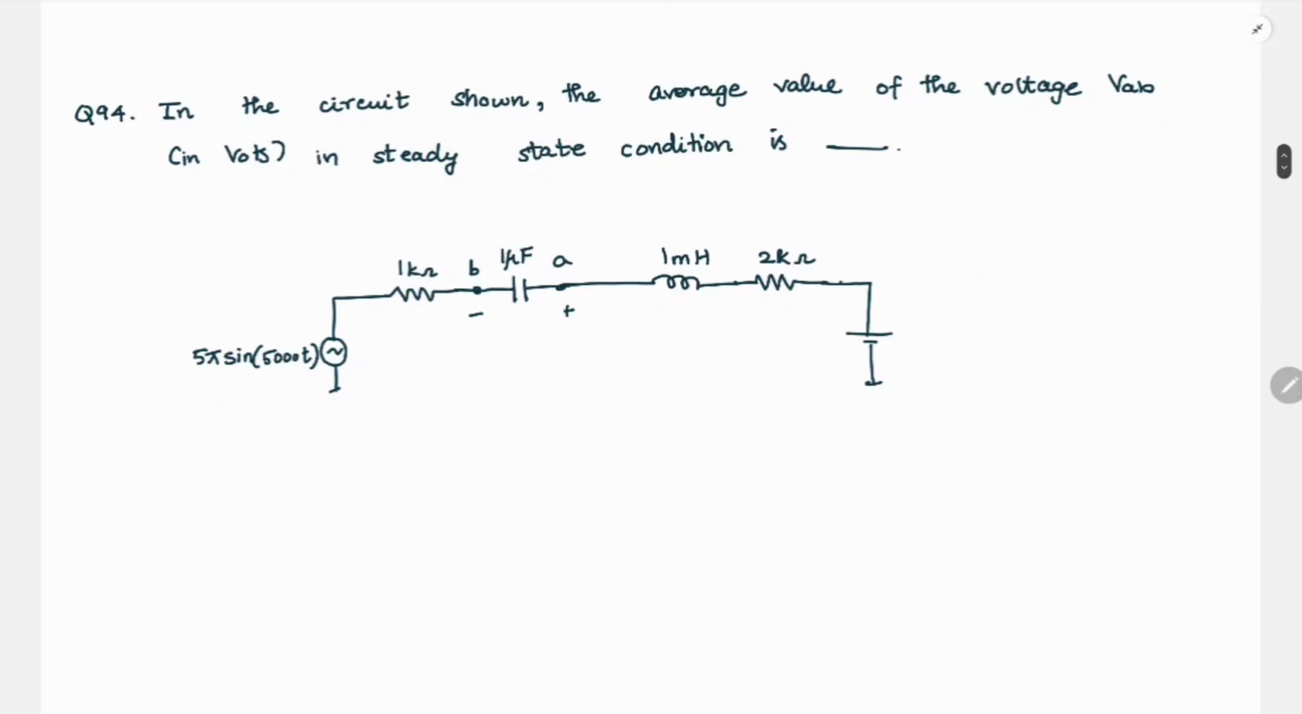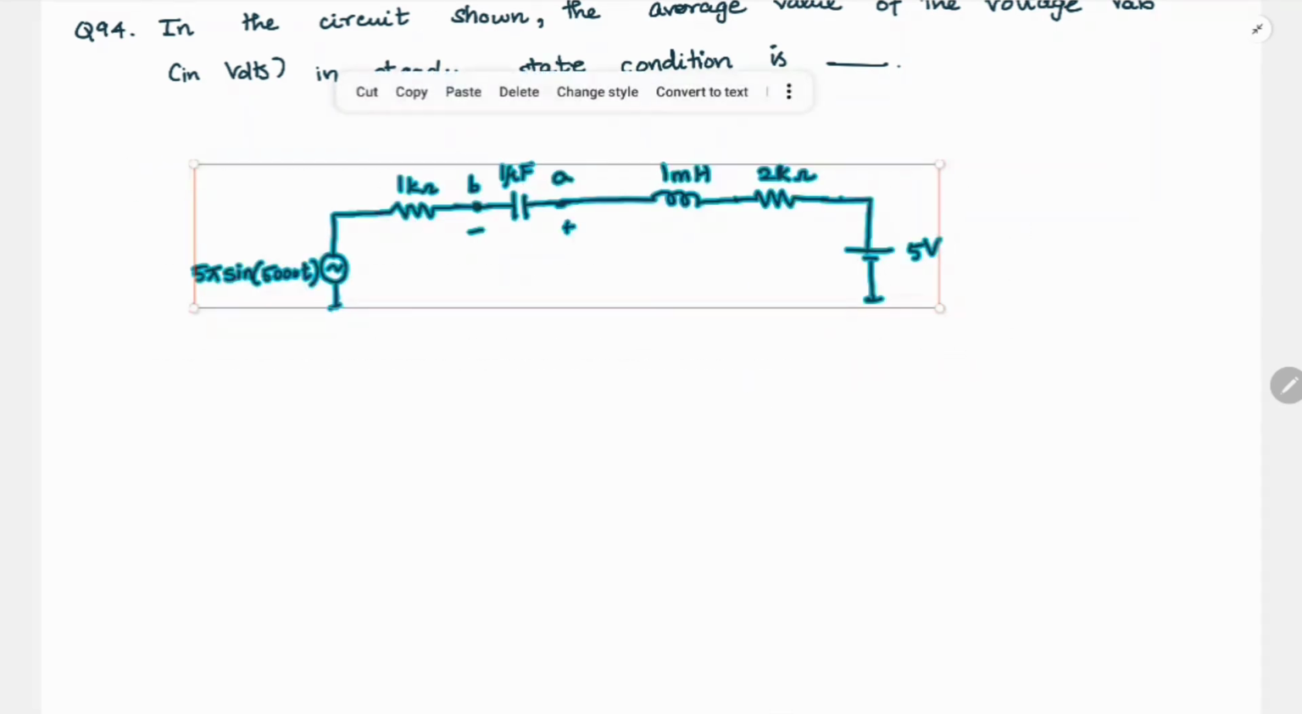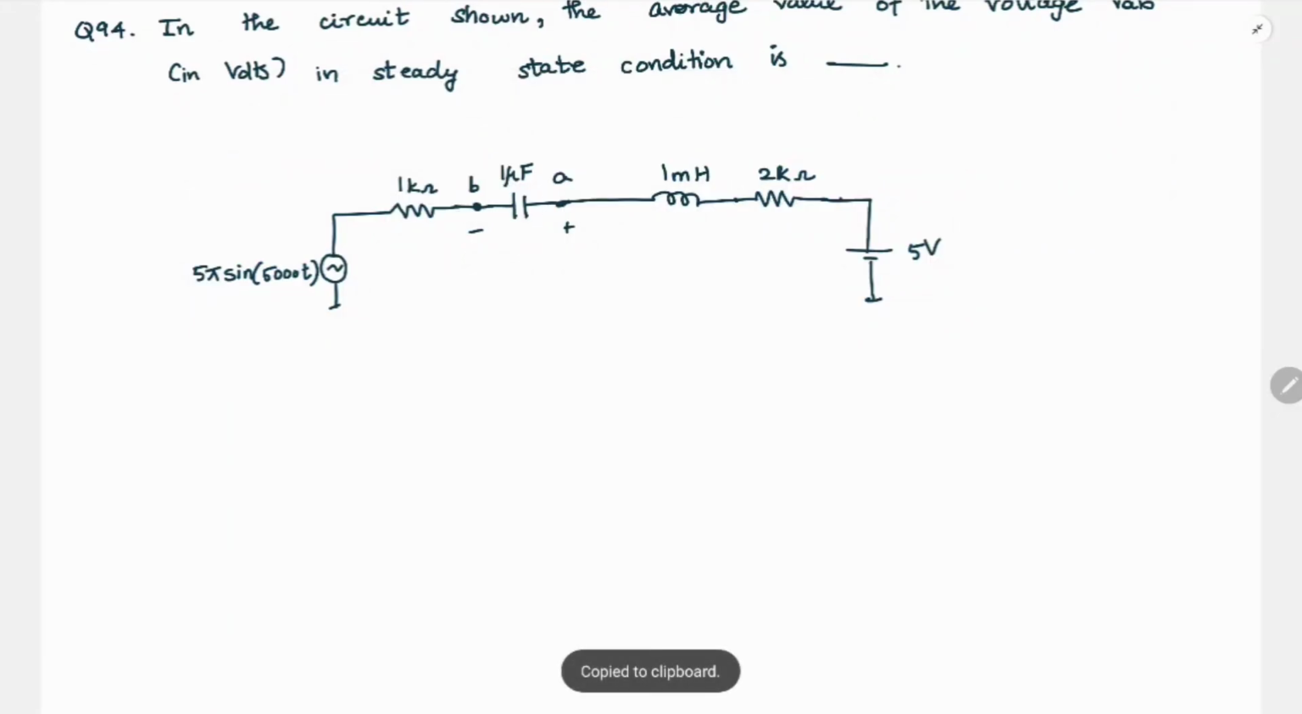In the circuit shown, the average value of the voltage VAB in volts in steady state condition is dash. So here we have the circuit. We have a sine source, and on this side I think this is 5 volts, a DC source, and in between we have a resistor, capacitor, inductor and another resistor. So let us try to get the average value.